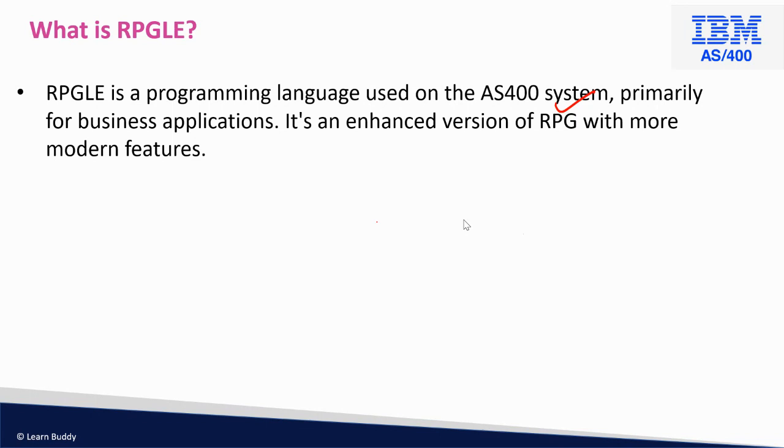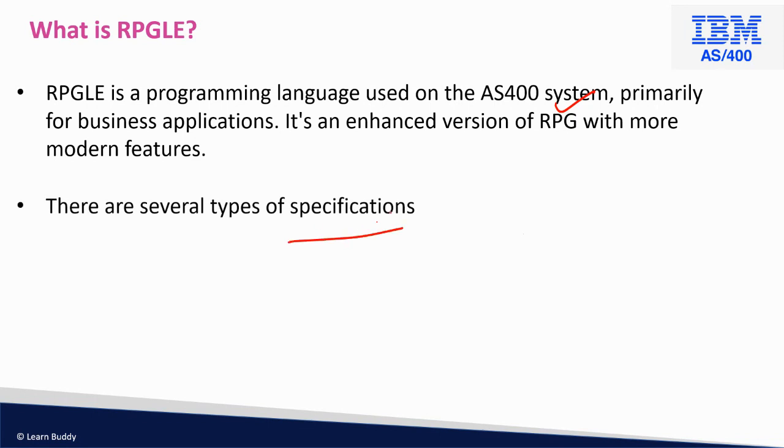RPGLE is an enhanced version of RPG, and earlier it was RPG. Now it is updated as RPGLE since it has some modern features. Okay, and there are several types of specification. What does specification mean? You know that RPGLE is a programming language, and if you want to write any piece of logic using RPGLE, you should follow some specification based on your requirement. For example, Java has its own syntax to write a program, and Python has its own syntax to write any piece of logic. In the same way, RPGLE also has specifications.